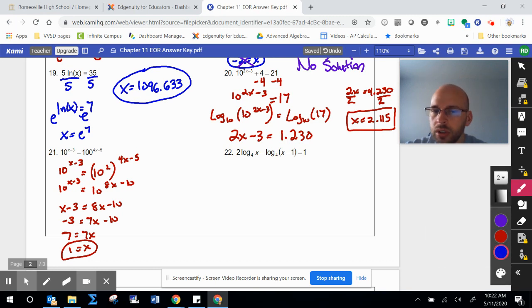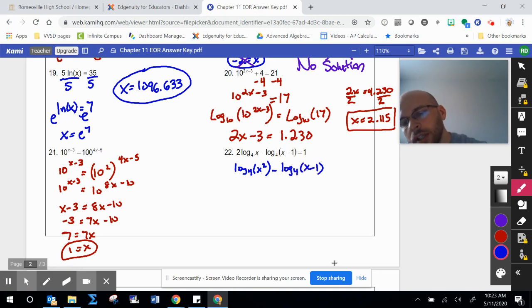Now, number 22 is a little tricky. We have to watch out for this one. All right, we have 2 logs. So what I want to do is condense everything that's over here. I'm going to start by making this an exponent. So x squared minus log base 4 of x minus 1 is equal to 1. Now I have subtraction, so I want to use division here. So the log base 4 of x squared over x minus 1 is equal to 1.